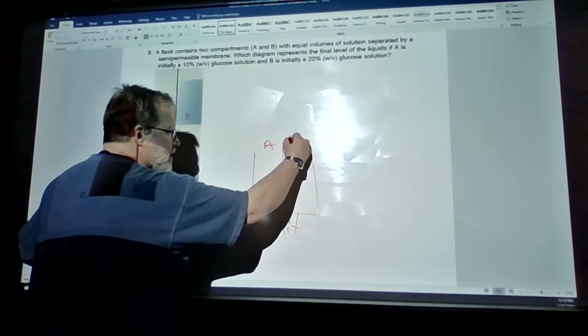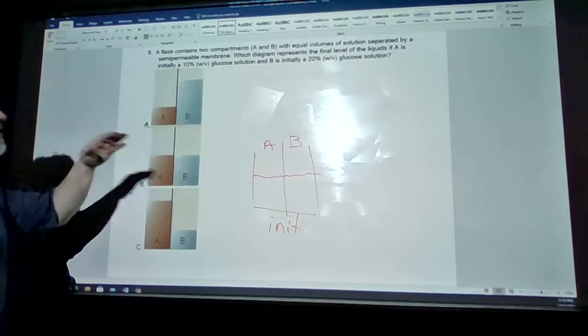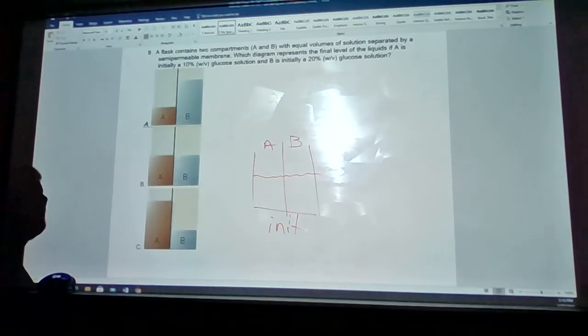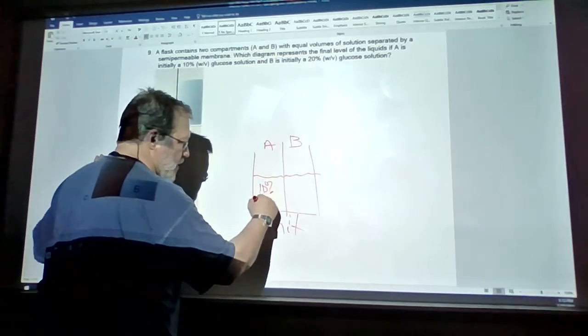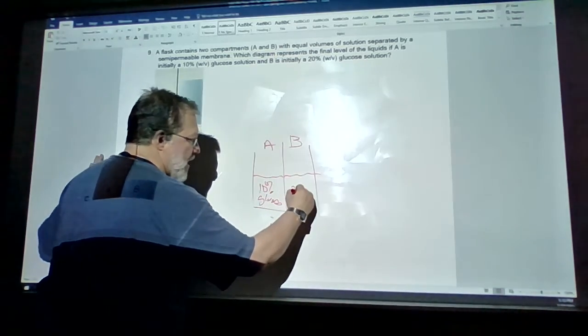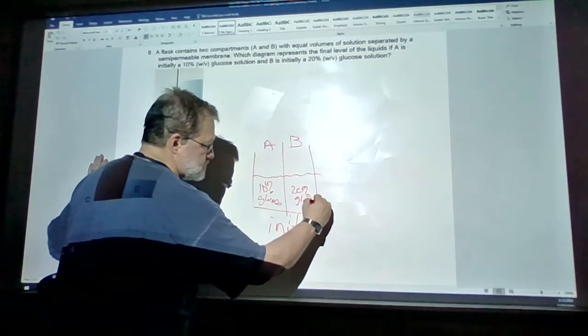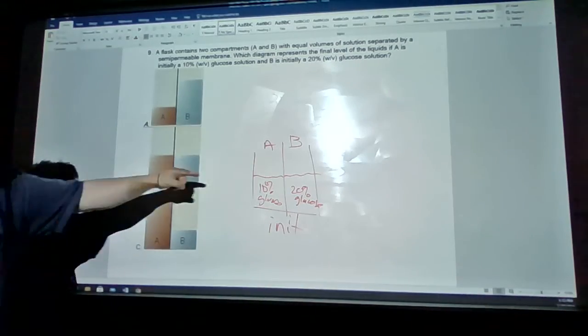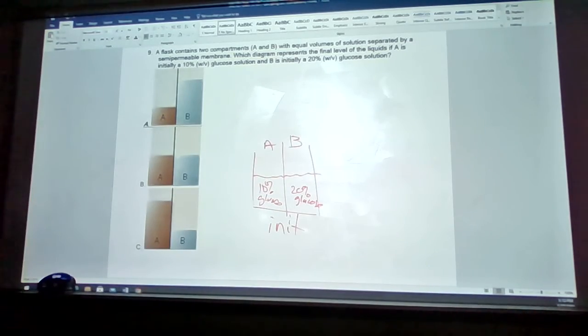here is A, here's B. So the level of solution is equal in there. The left side is initially 10% glucose. The right side is 20% glucose. A semi-permeable membrane, meaning water can go back and forth across that barrier.